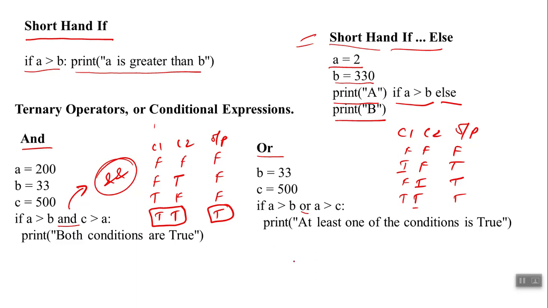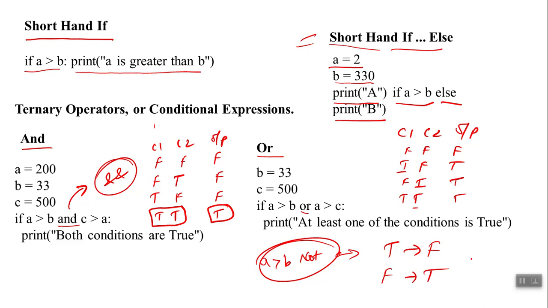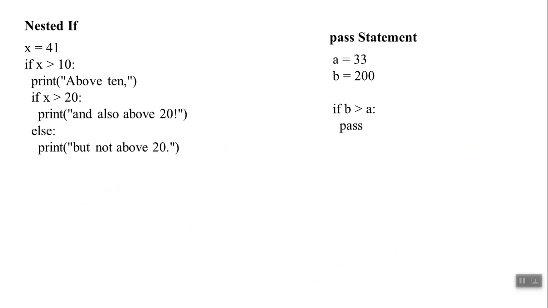If you want to go for NOT, you have to give it as N-O-T, not. If A is greater than B, not, what does it mean? NOT means that if it is true, it will be taken as false. If it is false, it will be taken as true. So that is NOT. This we have covered in the previous class, right?